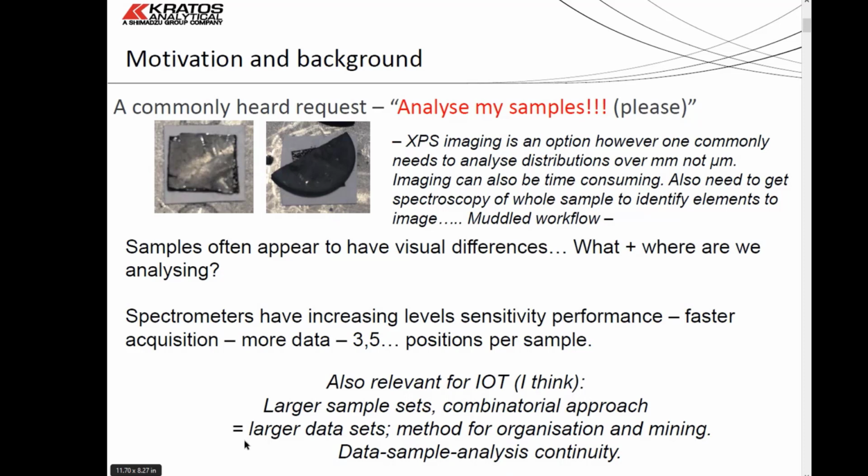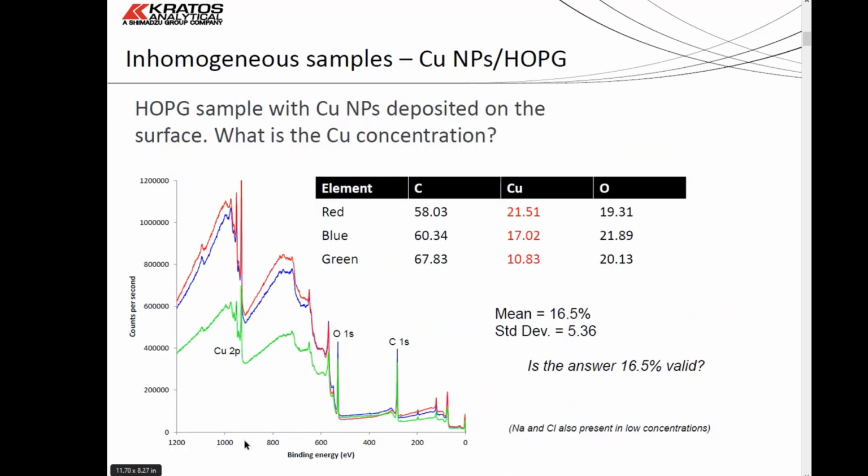These are illustrative examples of the samples we get. When you get it out of the envelope, it's obviously not a uniform sample. You can just look at it and it's got bright and dark bits, it's got topography. It's clearly not a homogeneous surface, but they just want analysis. So a common thing to do is to analyze it in maybe 3 positions, 5 positions, and see what the difference is.